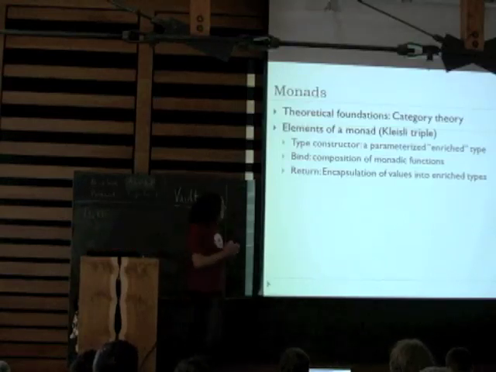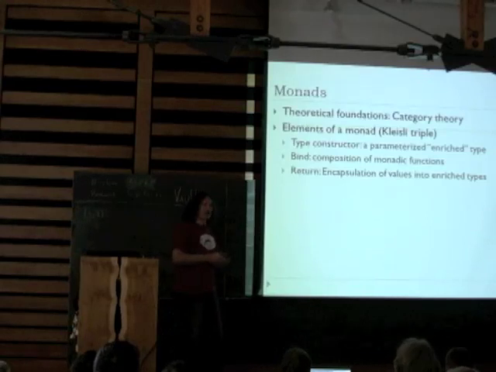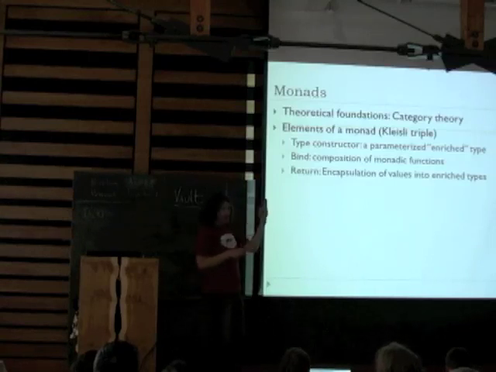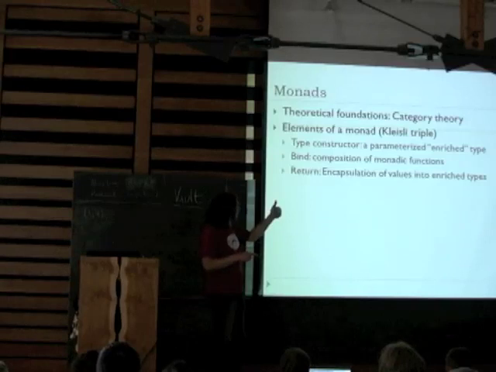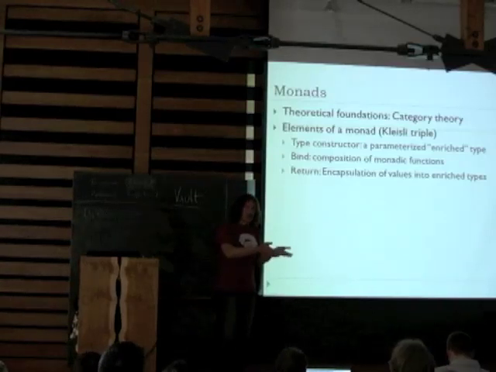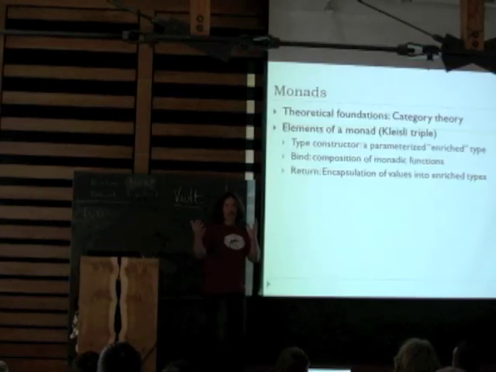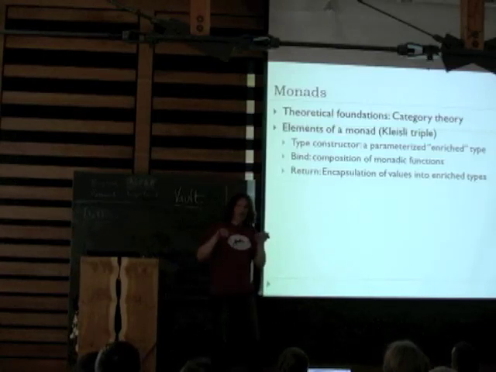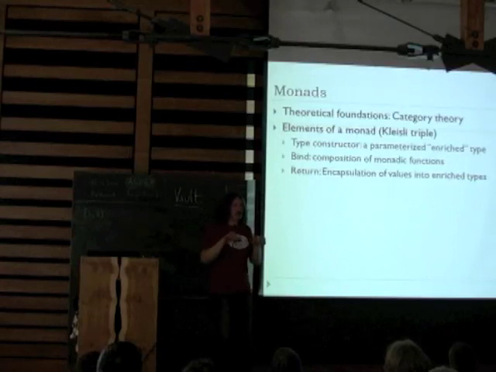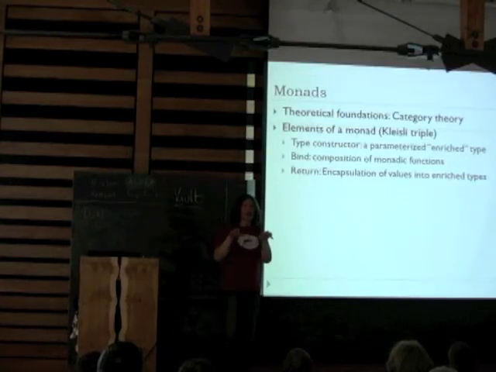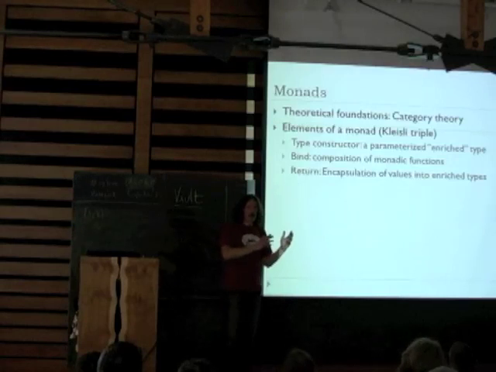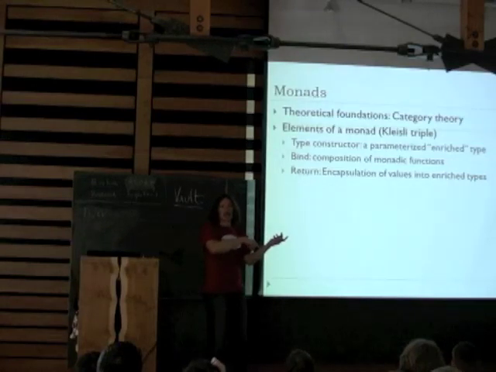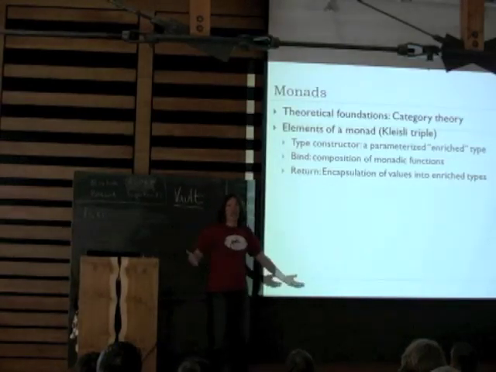Okay, the foundation of this stuff is category theory, and I'm just mentioning it. Every monad consists of three components, and we'll be talking about these components. One is the type constructor. This is how to take a regular type and enrich it. Then there's bind, which is the composition of these monadic functions. How to compose these new functions that correspond to computations? How to call this one function and then call the next function with the result of the previous one, if the result of the previous one is this enriched type?